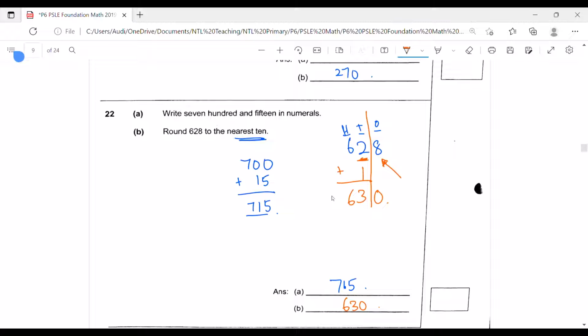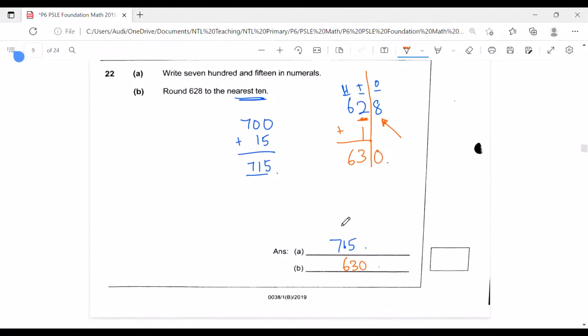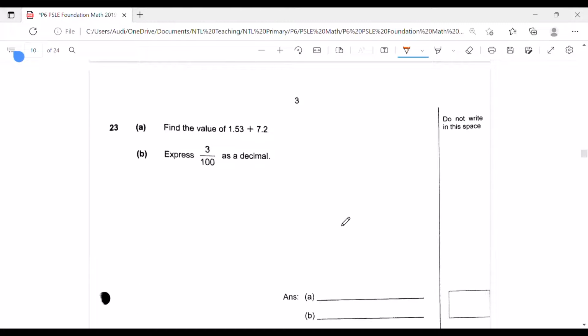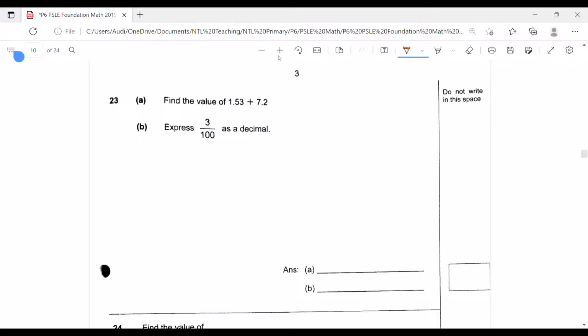Again, what you do now is pause the video, try the question on your own, and then once you're done, you can press play again.